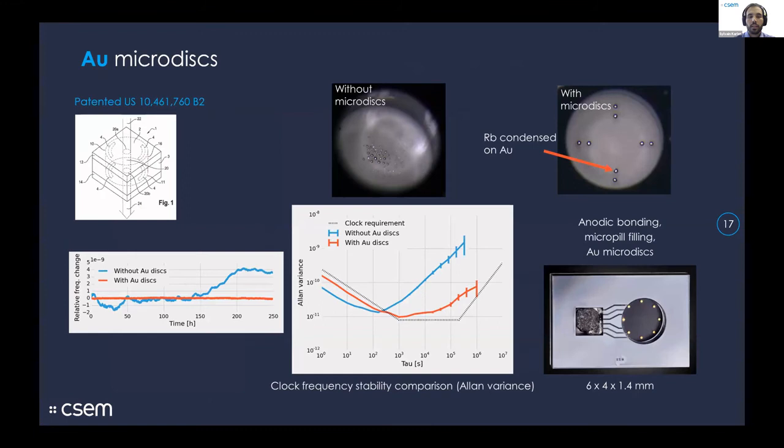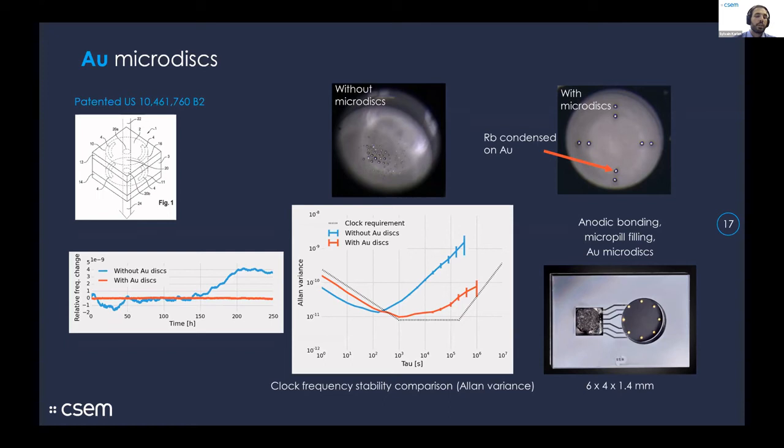An interesting technology that we are developing for these clocks are gold microdisks. So this is really related to the atomic vapor cell itself. We've seen that one of the main sources of instability within a clock was linked to the presence of rubidium droplets, so really metallic droplets inside the cell cavity that interfere with the laser light. And as a solution, we've proposed and patented the use of gold microdisks inside the cell cavity. And these gold microdisks allow to condense the rubidium droplets at the chosen space inside the cell, and therefore to increase the clock frequency stability.